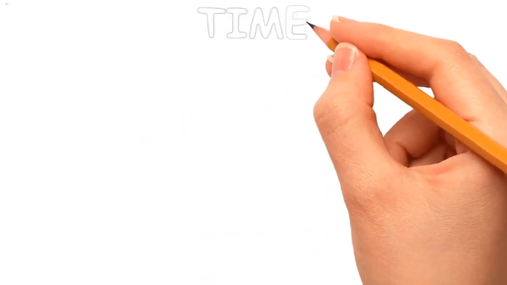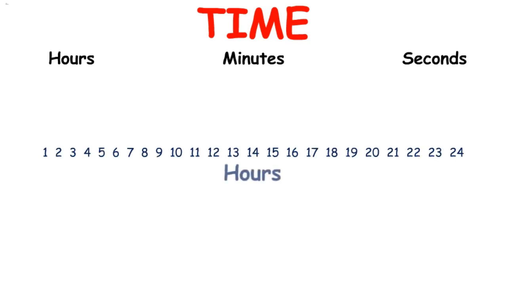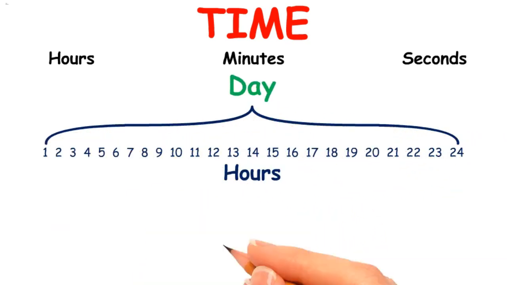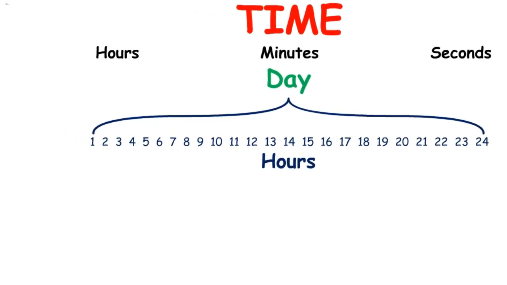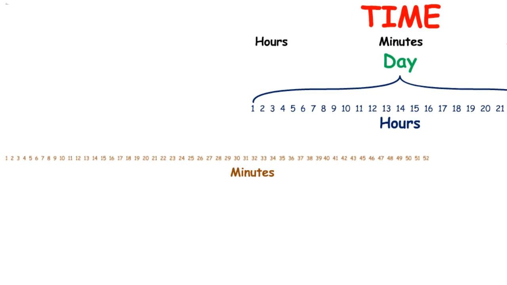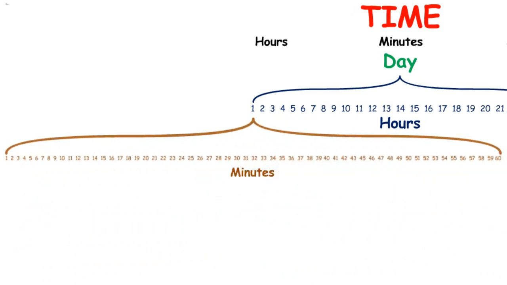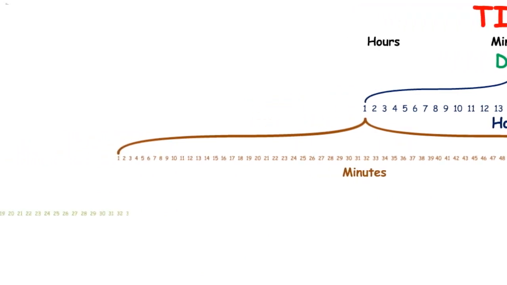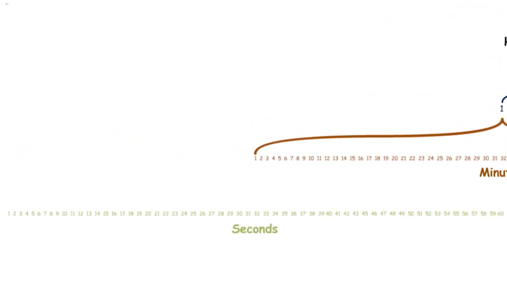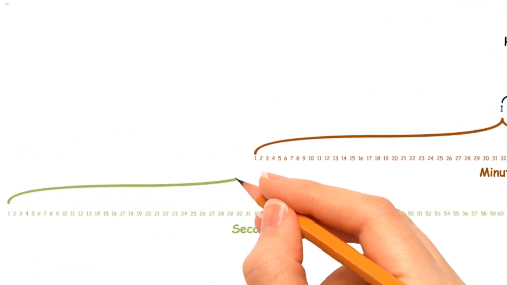Today, we will learn about time. Normally, we measure time in hours, minutes, and seconds. There are 24 hours in a whole day, and 60 minutes in each hour, and 60 seconds in each minute.